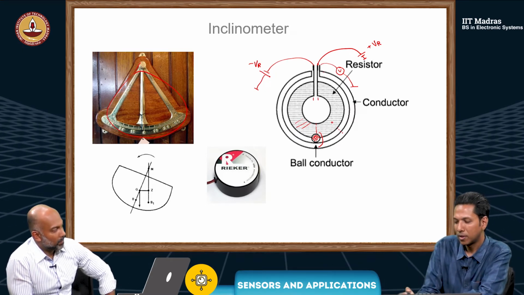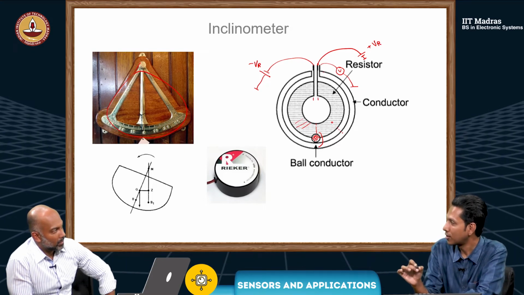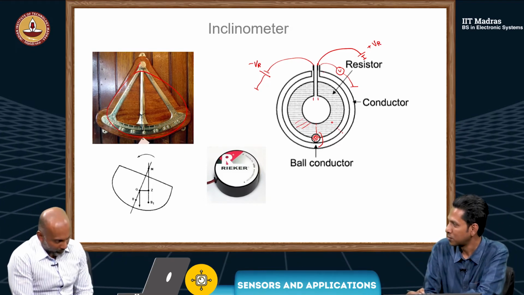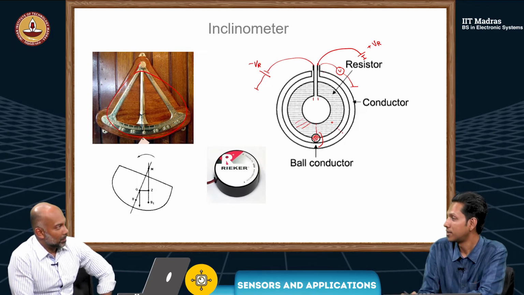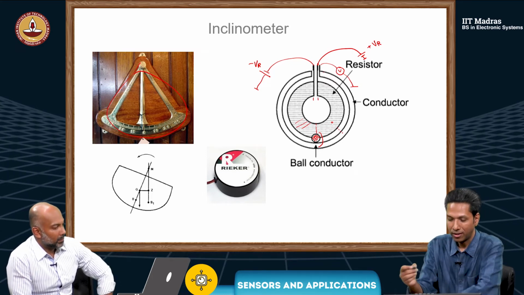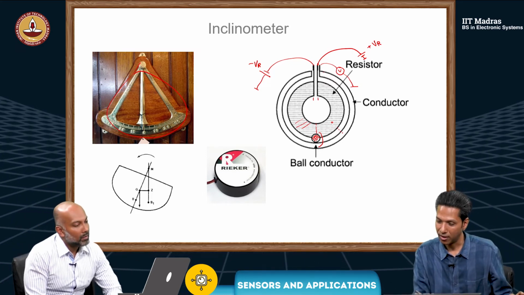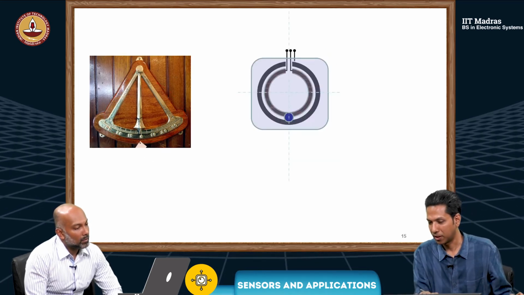So essentially, it's the same potentiometer or resistive sensor that we discussed. It's just that the wiper is replaced by a ball, and that's your gravity element. I think I have a better picture later. Yeah, like this.